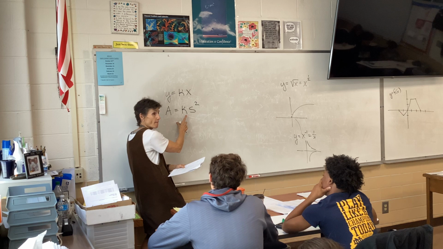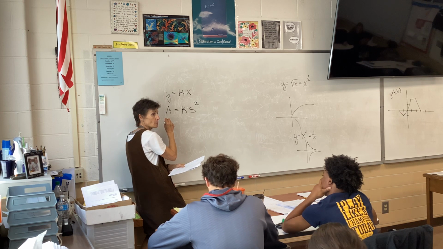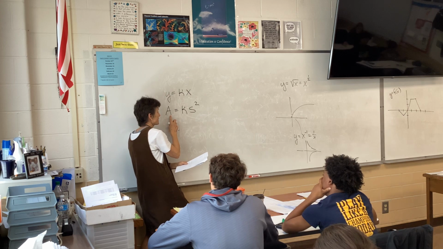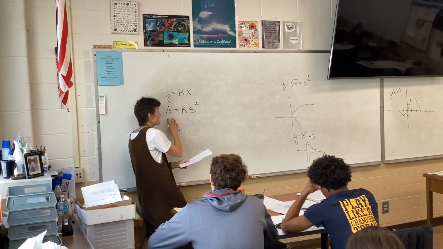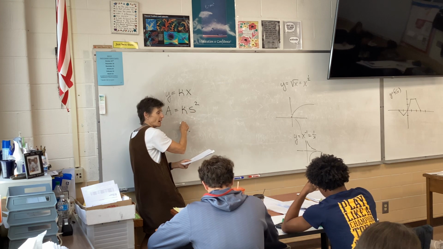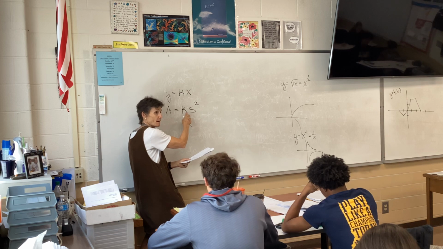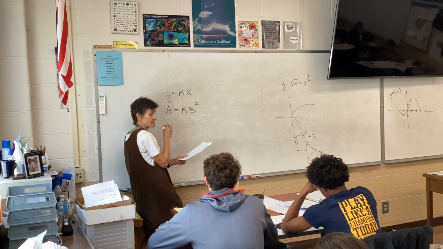Why do we have K? Because the area isn't the side squared. The area is some constant times the side squared. I think it's root 3 over 4, something like that. It's like our unknown. It's a constant, yeah, it's a constant.